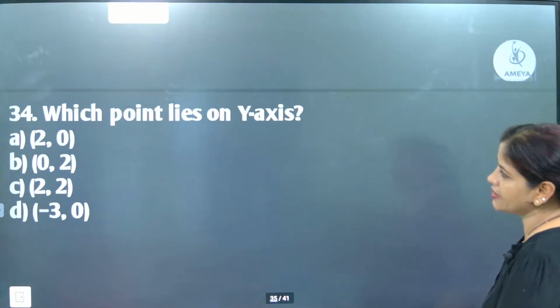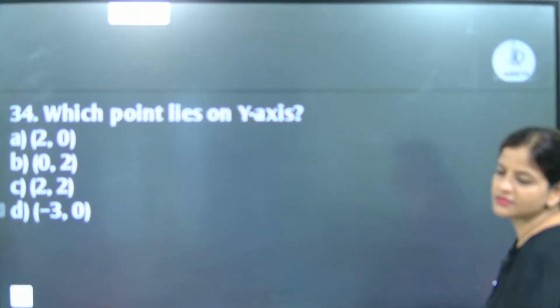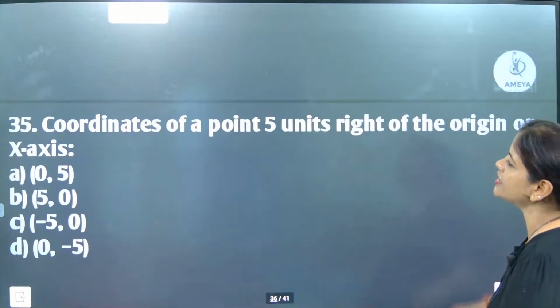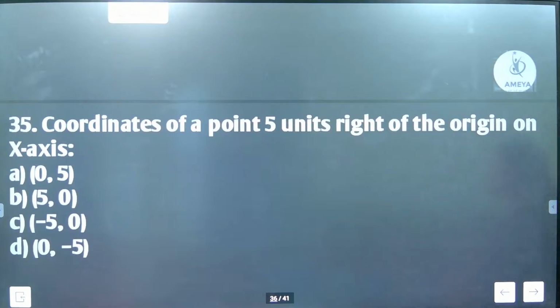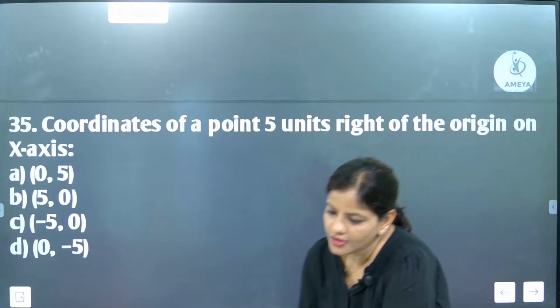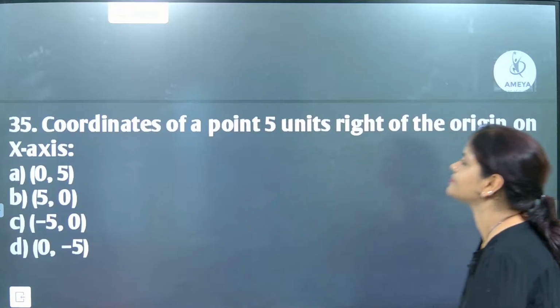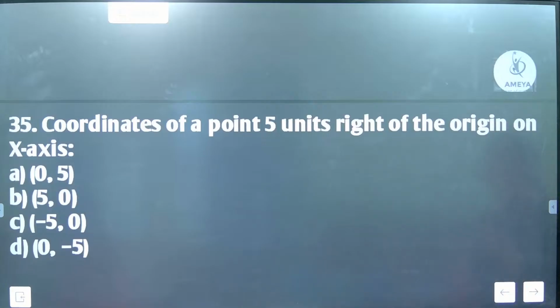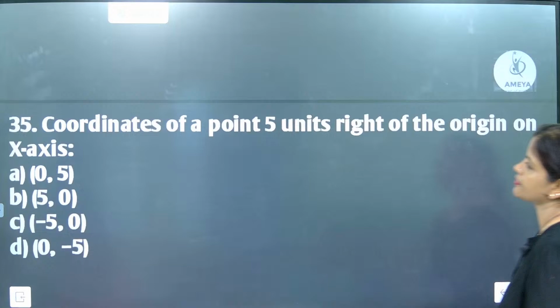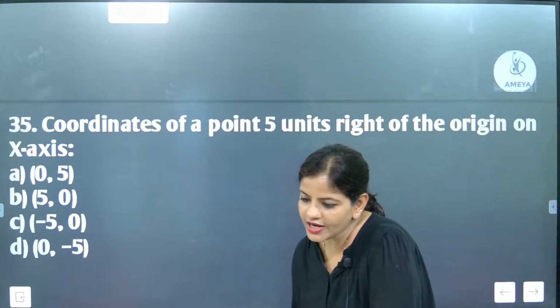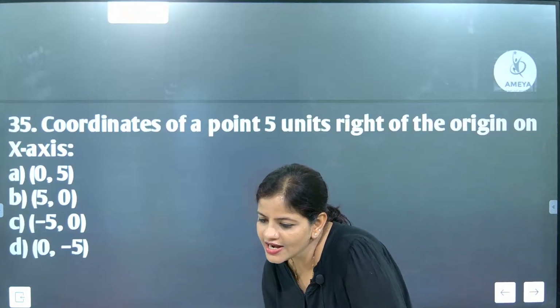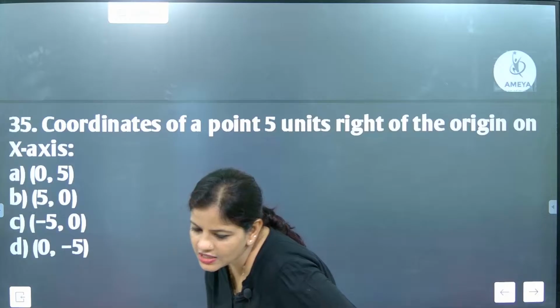This is easy again. Which point lies on the y-axis? Very good. Now you say this one: the ordinate of a point 5 units right of the origin. Think very nicely and say the answer. The coordinate of a point 5 units right of the origin. Very nice. Hira has given the answer. Tanisha.